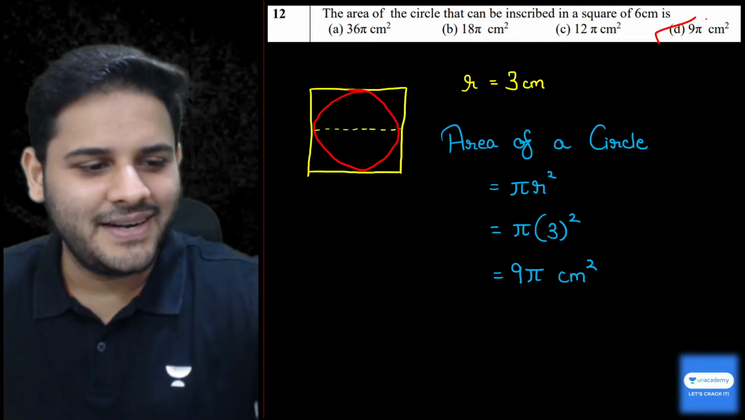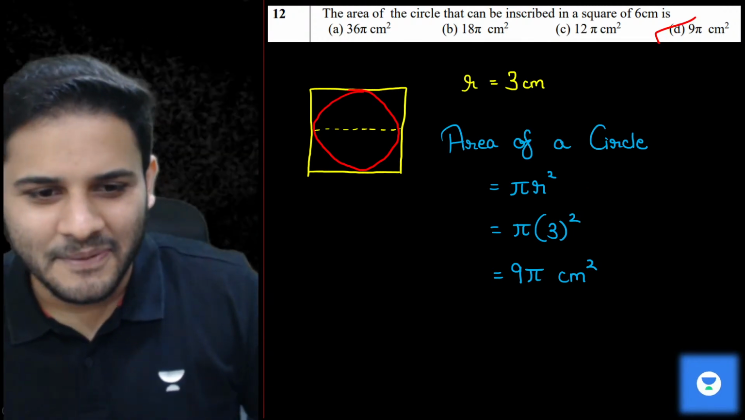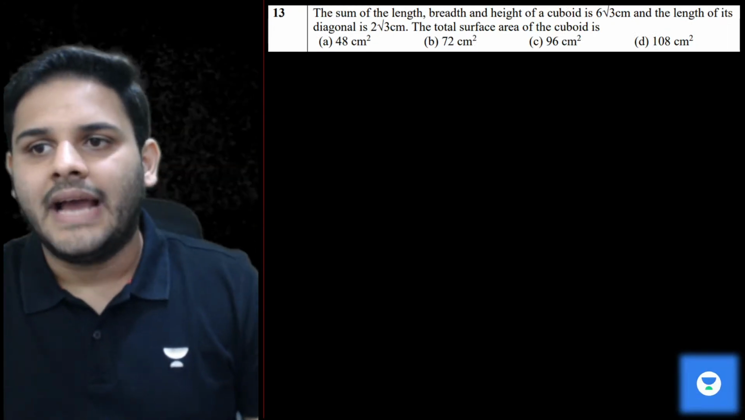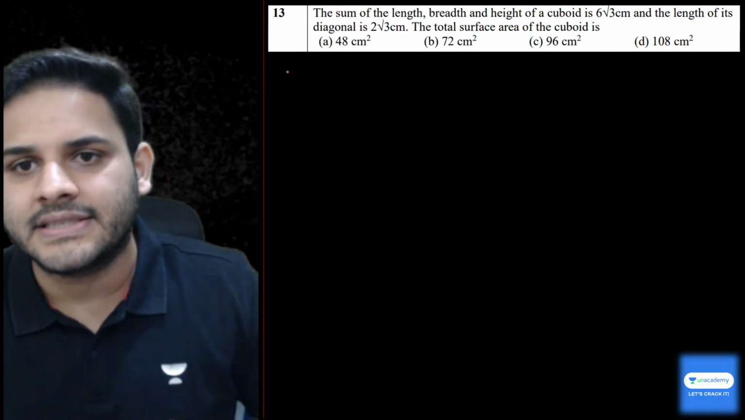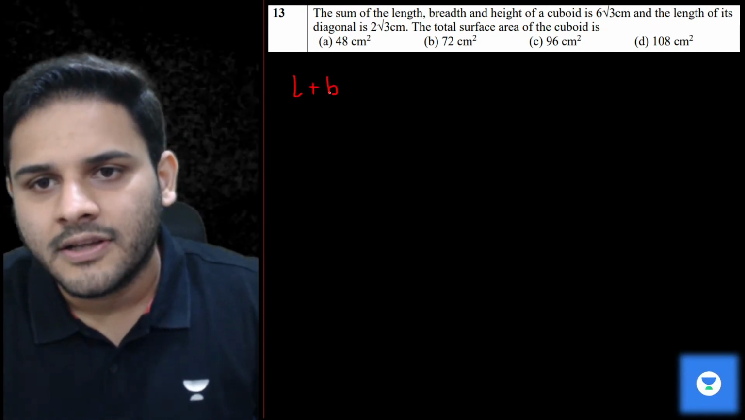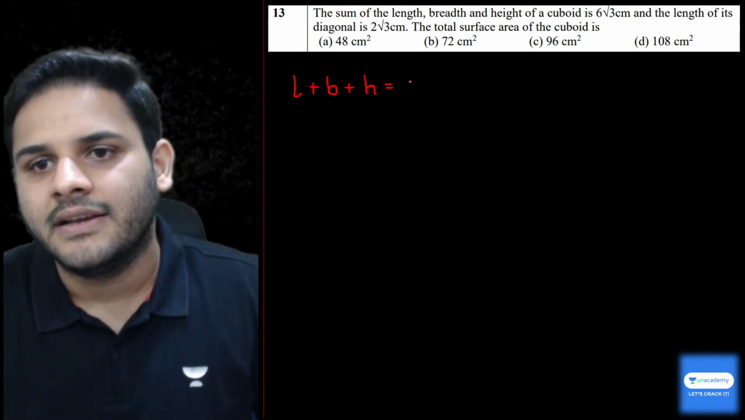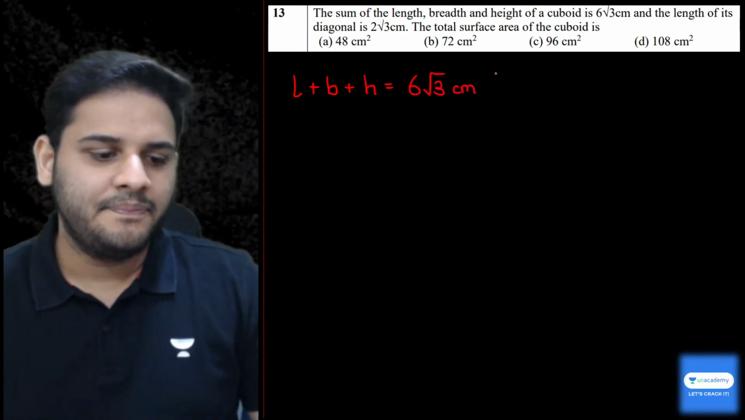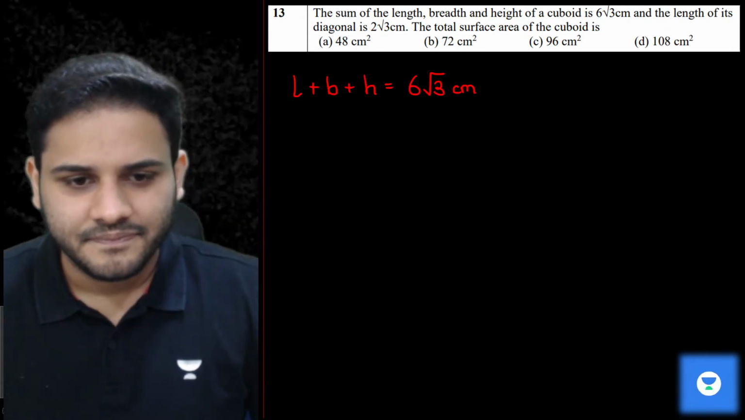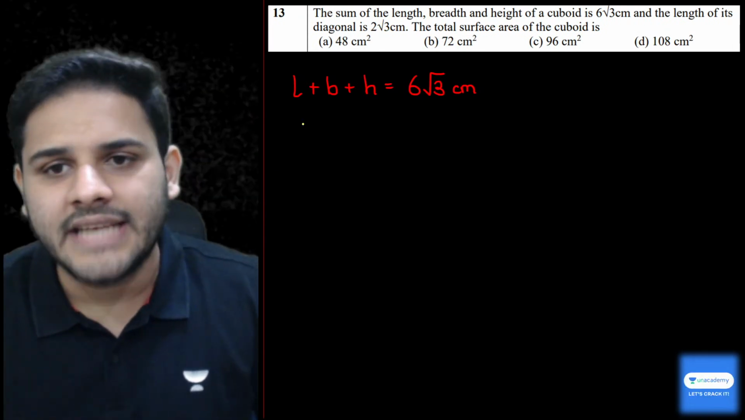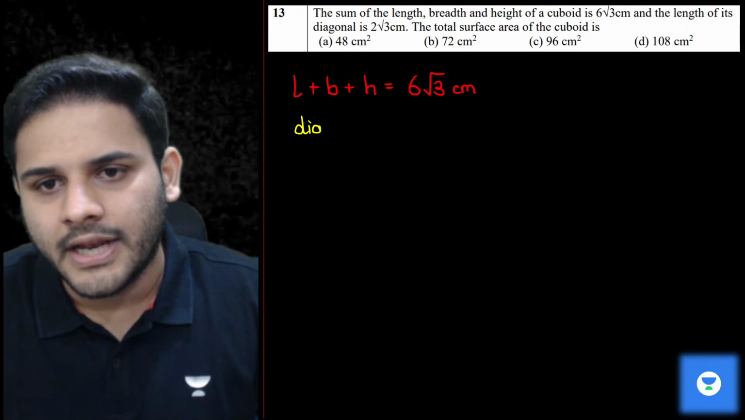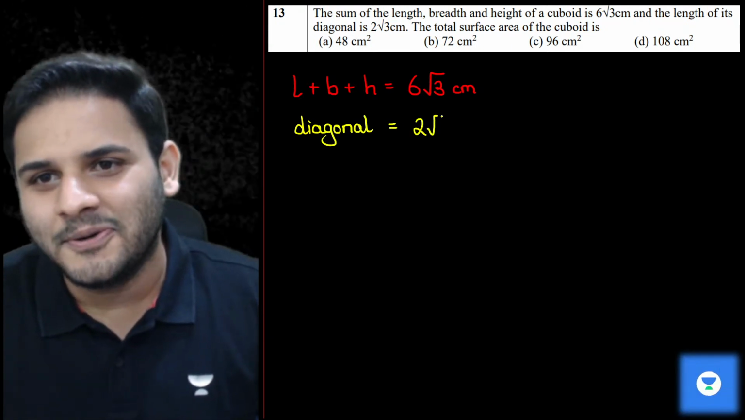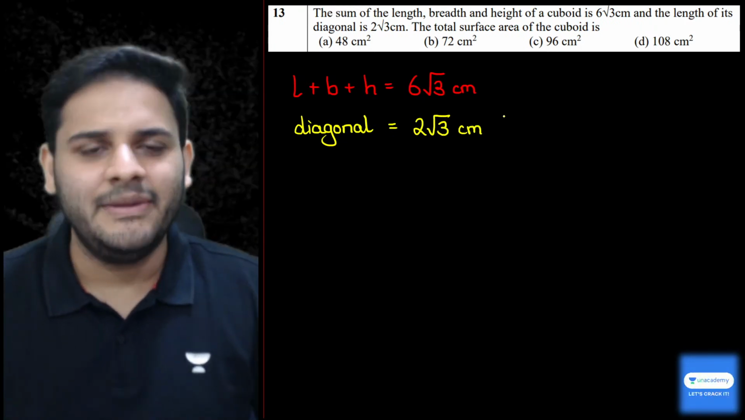Alright, question number 13 for you all people on your screens. The sum of the length, breadth and height of the cuboid is 6 root 3 centimeters. Okay. The length of its diagonal is 2 root 3 centimeters.